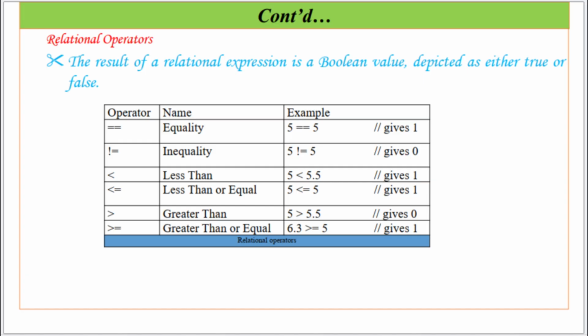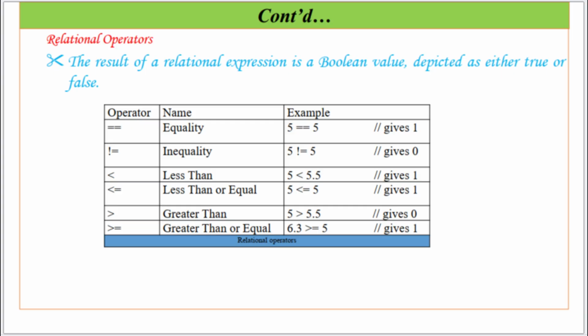Relational operators. The result of a relational expression is a Boolean value, depicted as either true or false. Operator name and example: equality, 5 == 5 gives 1; inequality, 5 != 5 gives 0; less than, 5 < 5.5 gives 1; less than or equal, 5 <= 5 gives 1; greater than, 5 > 5.5 gives 0; greater than or equal, 6.3 >= 5 gives 1.